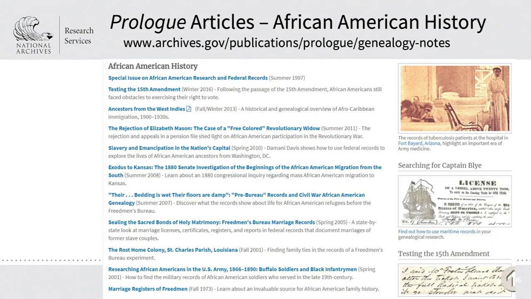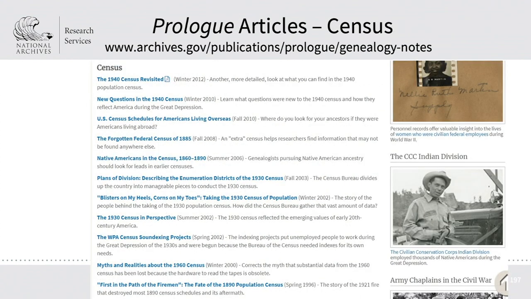Army from 1866 to 1890, and more. Here are some census-related articles. There's one about a forgotten census of 1885, one describing the enumeration districts for the 1930 census, and one about the fate of the 1890 census.